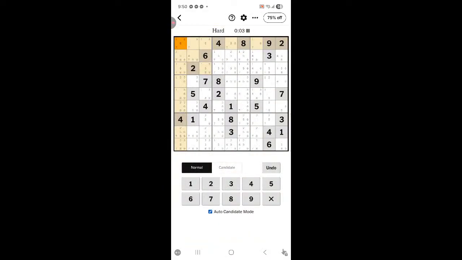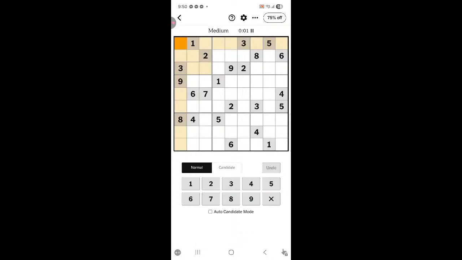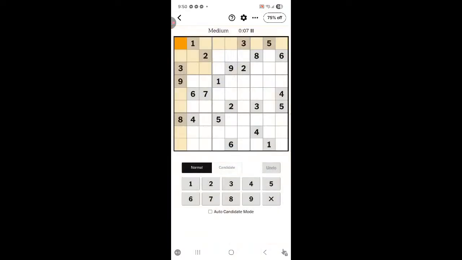What did just happen? I thought I just randomized the puzzle. That was weird. Oh, I switched to hard? How did that happen? What? Why does medium look like hard? Who cares? Move on. Start.